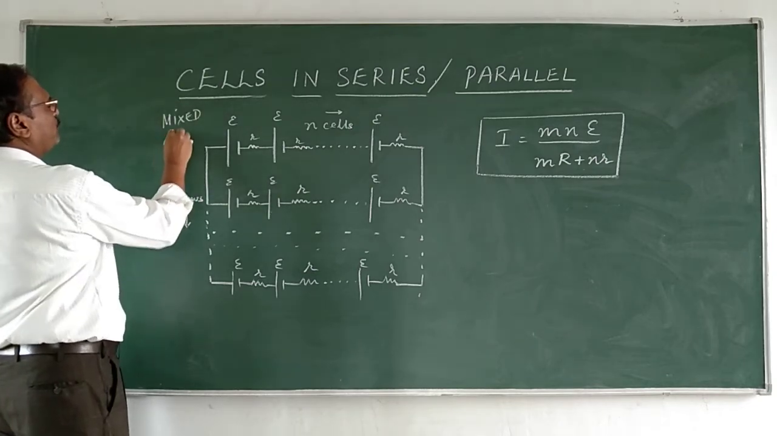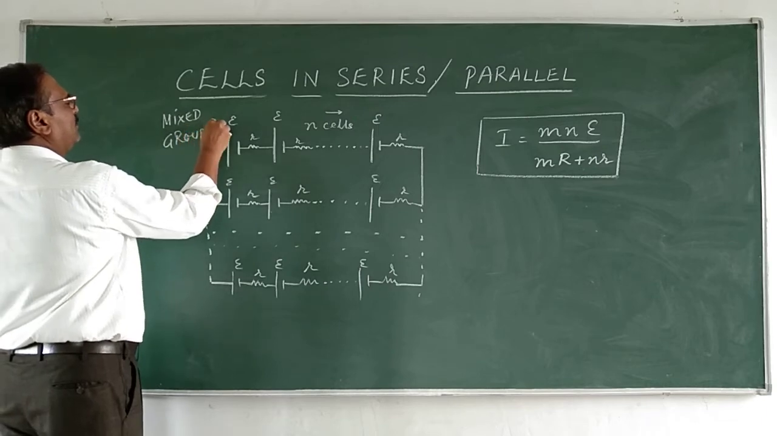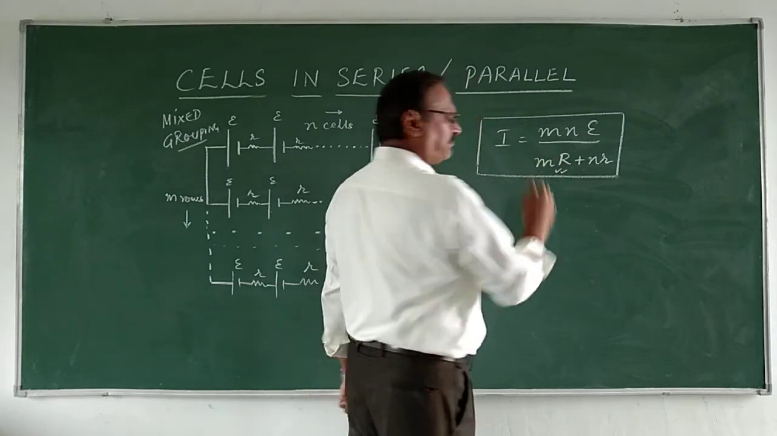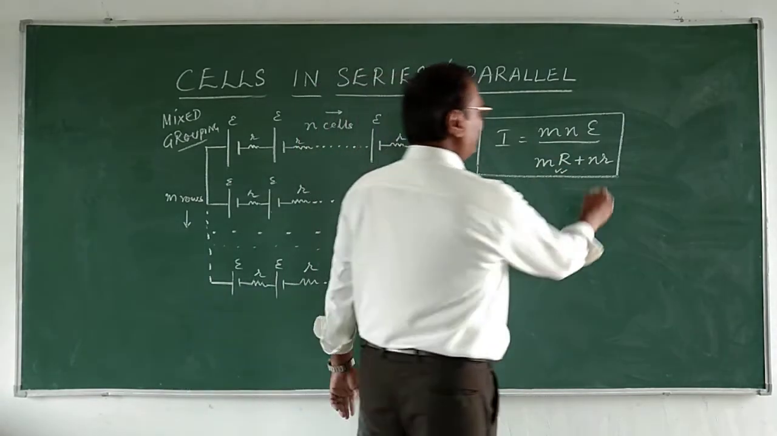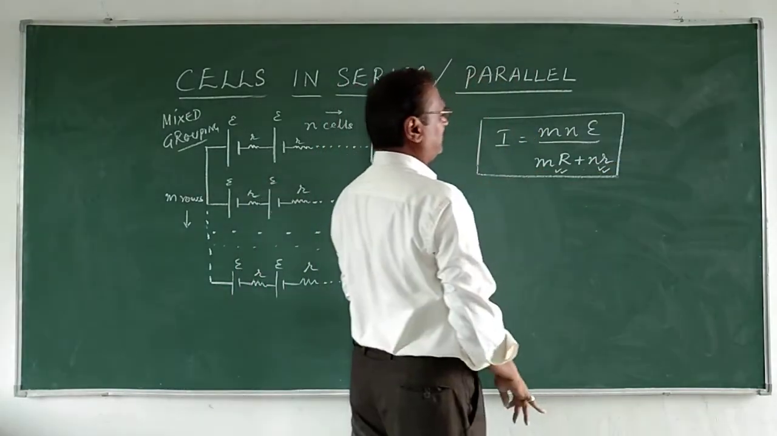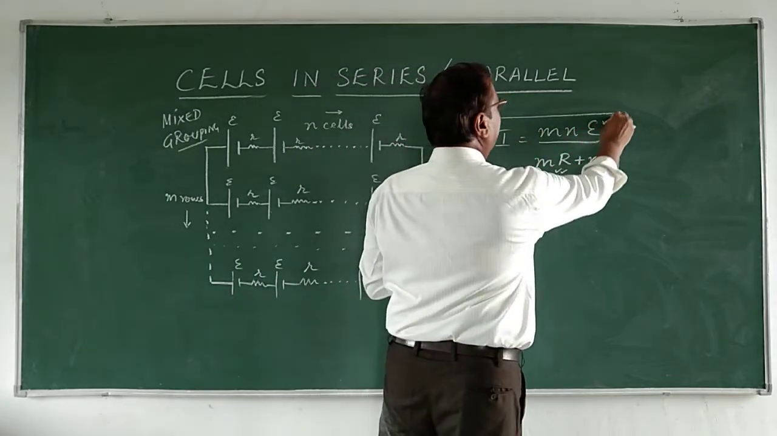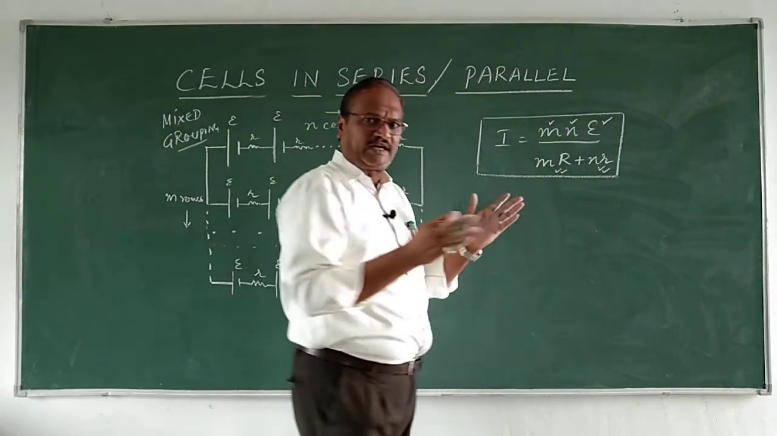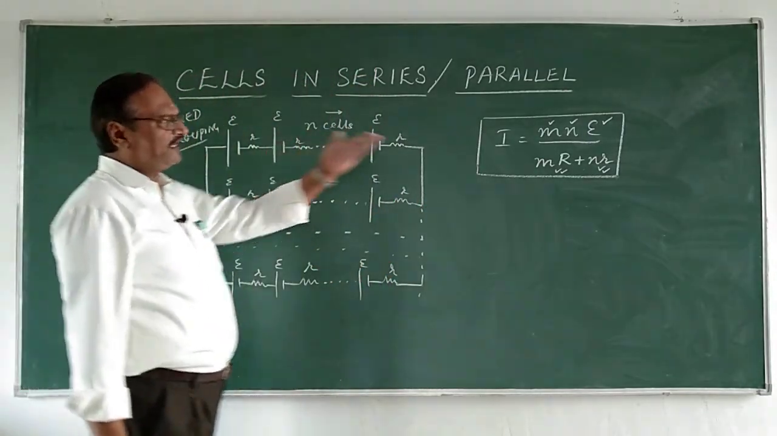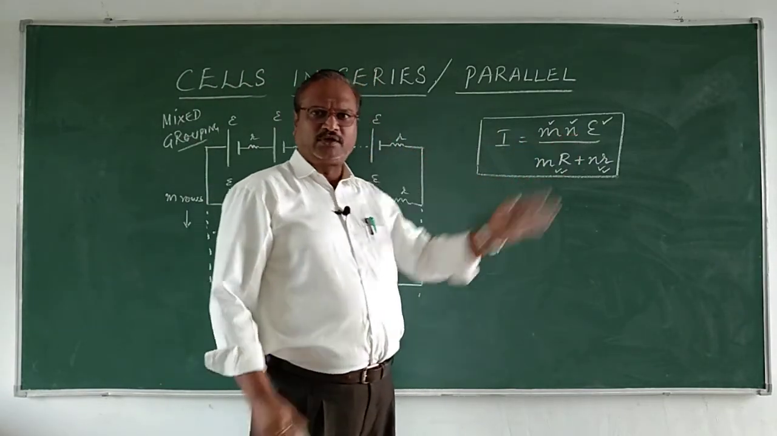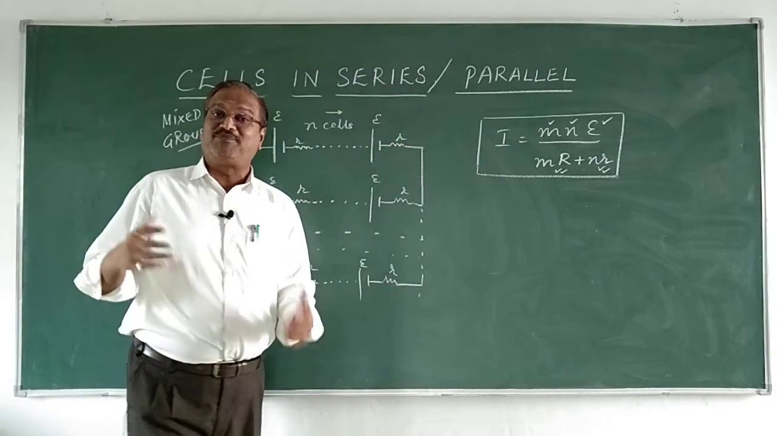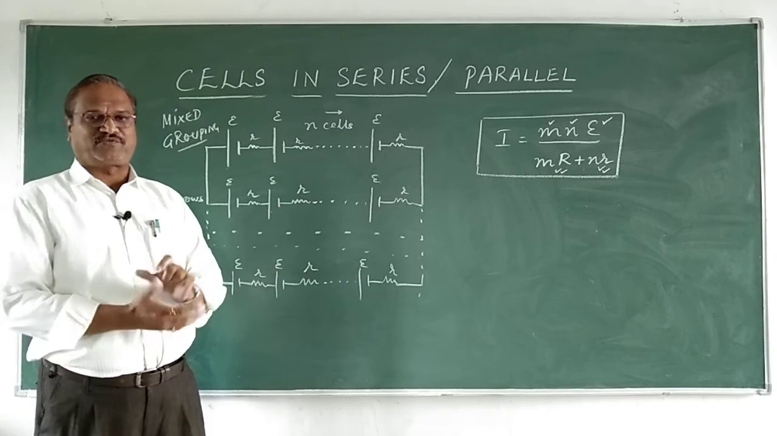This is called mixed grouping. Now in this mixed grouping, you can watch very carefully. mR, when was mR? When it was in parallel. nr, when was it nr? When it was in series. I got it in the denominator, and in the numerator epsilon is there. M and n I have multiplied, as n cells and m rows are there, so total number of cells have been accounted. So I hope you understand that the concept is more important and doing some numericals is more important, and that will be better for you, right?